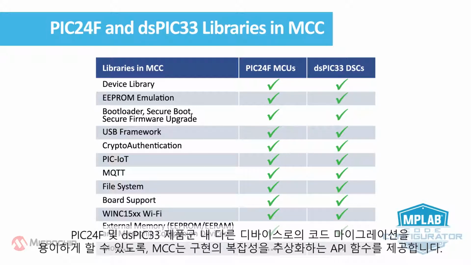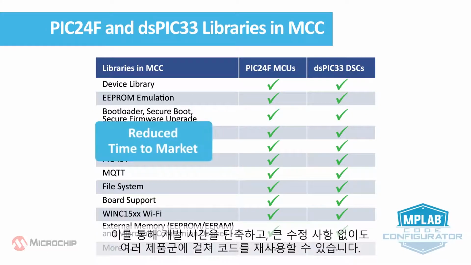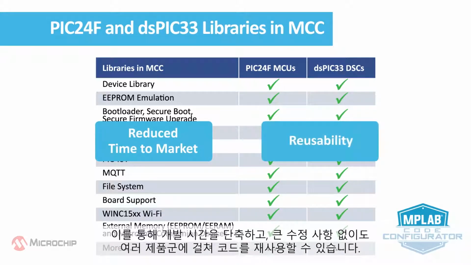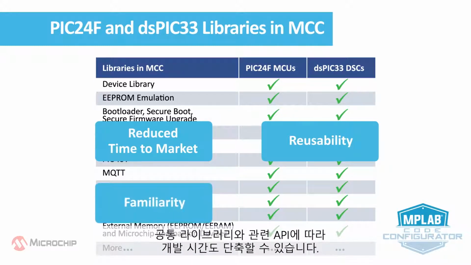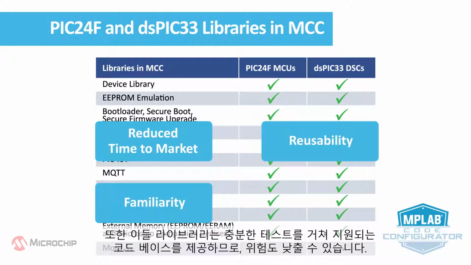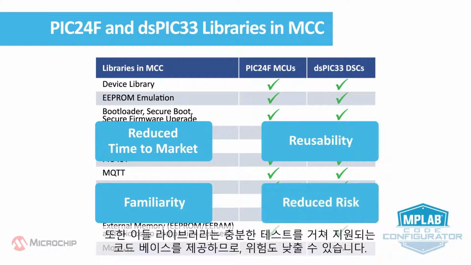MCC offers well-documented API functions that abstract the implementation complexities and enable you to reduce the time to market and reuse your code across families with little to no modifications. The common libraries and the associated APIs speed up your development thanks to familiarity. These common libraries also reduce risk by providing a well-tested and supported codebase.